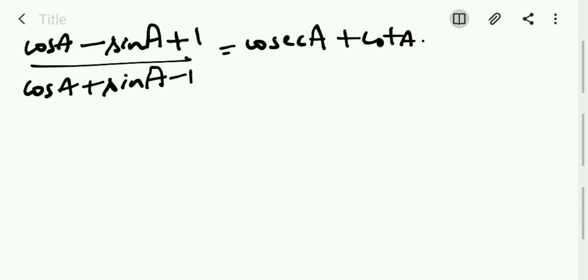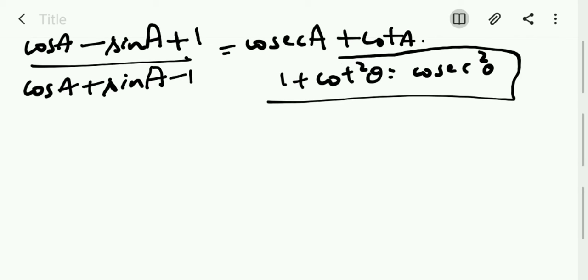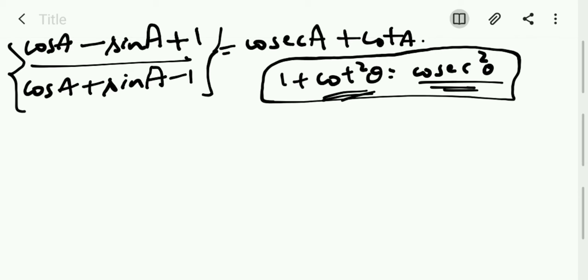This is the sum, and you can use the following identity, that is 1 plus cot square theta is equal to cosecant square theta. So you need to use this identity and solve the sum. Now how will you go ahead with the sum? They have given in the question clearly that we need to use this identity, but how can you use it here or here? Either in LHS or in RHS.